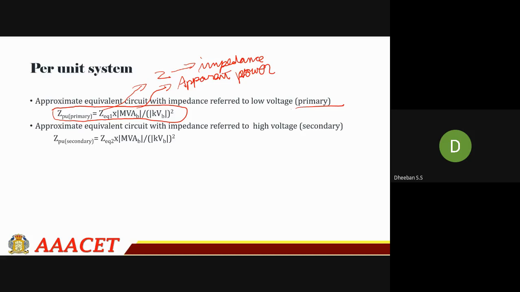Similarly for your secondary side, the only difference is that this Z equivalent value changes between the primary and your secondary. So this is what we have with respect to your per unit system.